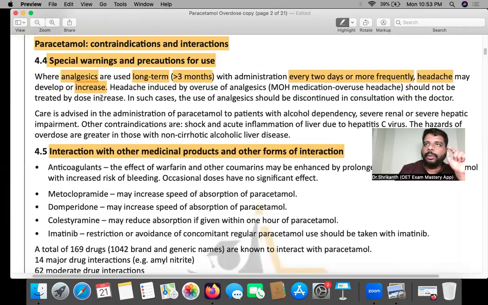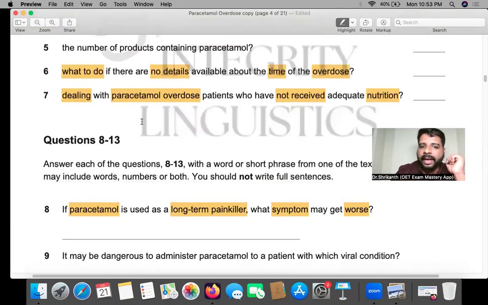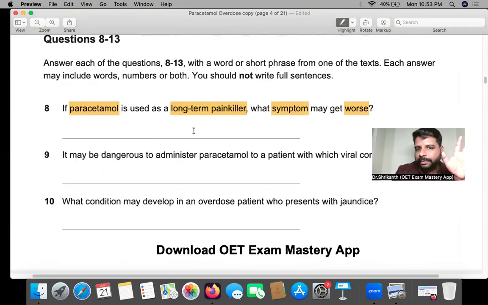What's the question asking you? Which symptom will become worse? So if a headache is increasing, what does that mean? Headache as a symptom will become worse. So what will be the answer to the eighth question? The answer to the eighth question will be headache, right?